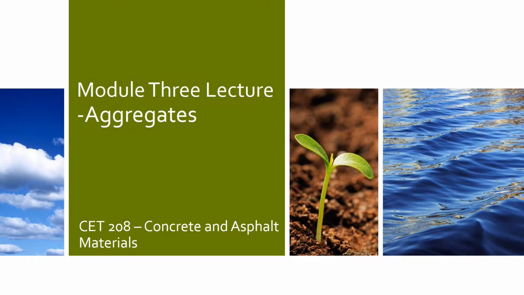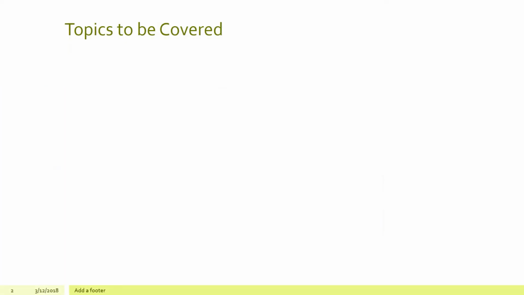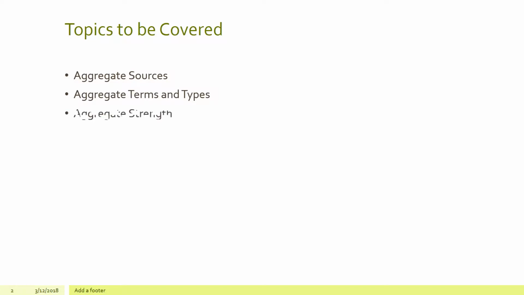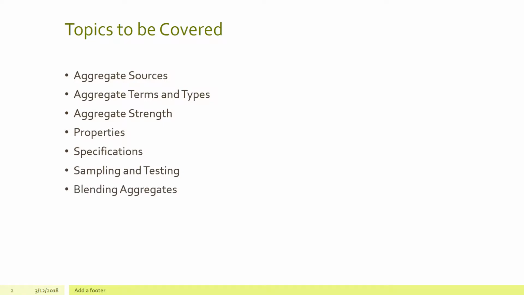In this lecture, we're going to take a look at aggregate and how it plays a role in the design of our road surface. Topics to be covered: we're going to look at aggregate sources, aggregate terms and types, aggregate strength, the properties of aggregate, specifications that we're going to look at, sampling and testing that we may have to do, blending aggregates, and we're going to look at test procedures that we're going to use in order to get a good understanding of how the aggregate is going to work with the design parameters that we have established.